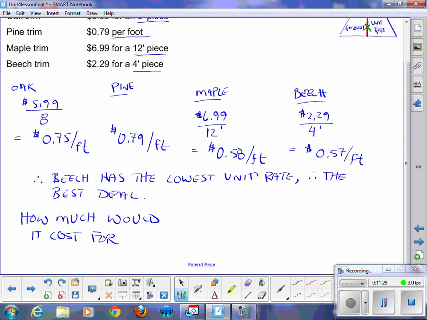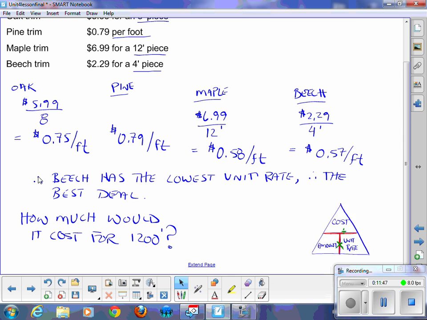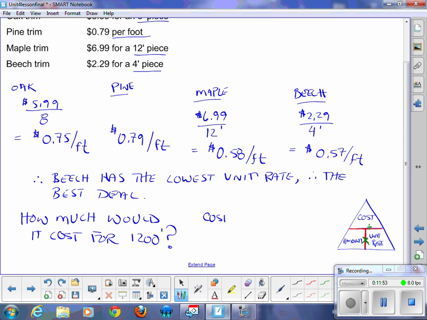for, let's say when you do your house, when you finally draw out the floor plan, how much is it going to cost for, let's say, 1,200 feet of trim? So you need 1,200 feet of trim. I'm going to bring down the triangle, you'll notice it appeared in the top corner. So we're looking for cost. How do I get cost? Well, according to my triangle, I would have to take the amount and multiply it by the unit rate. That's how the triangle works. The triangle just tells you what operation to follow.